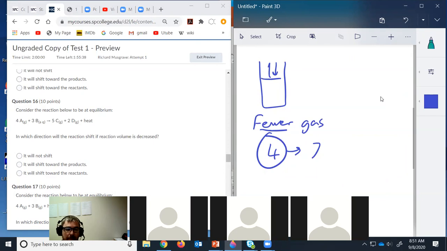If it said volume is increased, would that mean it would just go to the product side? Yeah, to go to the side with more gas molecules. The way you've got to think about it, in the case of where it's decreased, it's almost like the molecules are being crushed together and they want to take up less room. So 4 molecules will take up less room than 7. That's why it goes to that side.